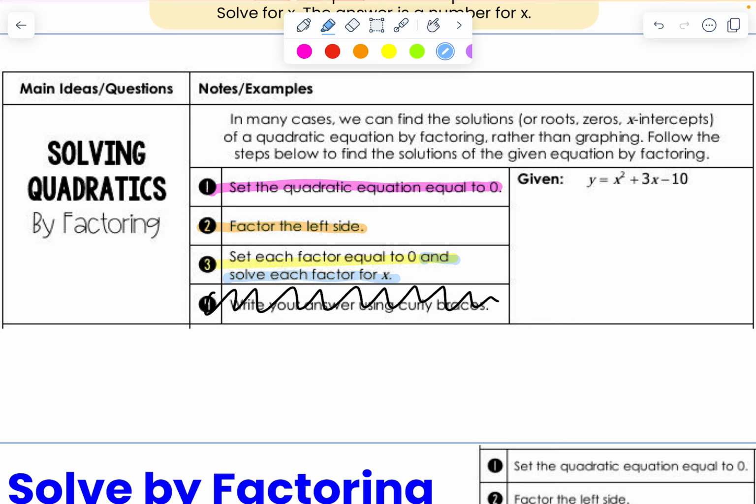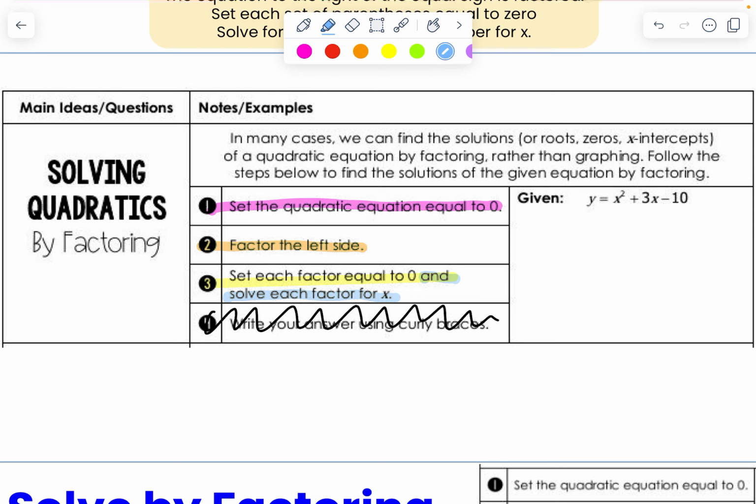And here's our very first equation, so we can kind of see how to set this up. We are given y equals x squared plus 3x minus 10. Let's start with step number 1, saying 0 is equal to x squared plus 3x minus 10. Or you can set it equal to 0 on the right-hand side. It doesn't really matter. So boom. Step 1, set the quadratic equation equal to 0.